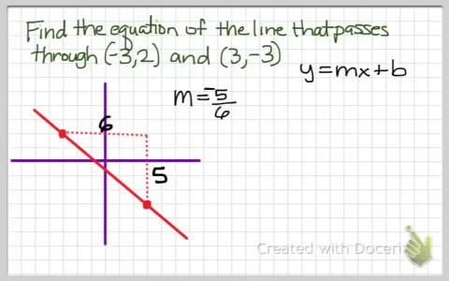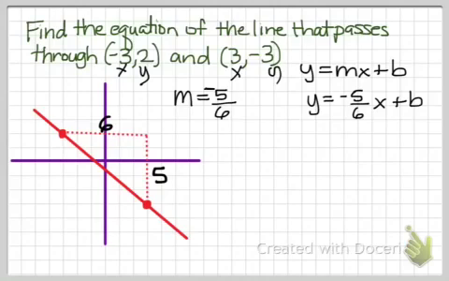So we'll take our equation for a line, which is y equals mx plus b, and we'll plug in the slope, y equals -5/6 x plus b. Now it says that it passes through (-3, 2) and (3, -3), so we can take either of those points because either of those points has an x and a y. And so we'll just pick one of them and plug it in for x and y. So let's pick the first one.